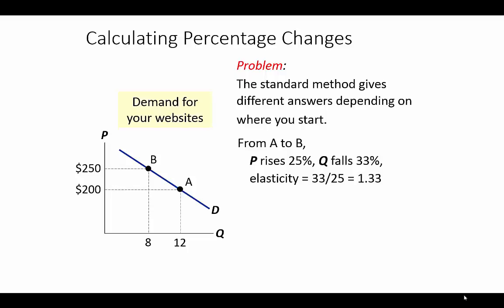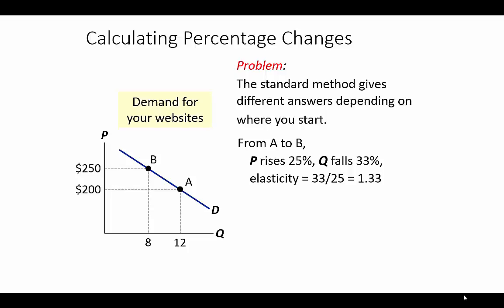Specifically, if the price is rising from 200 to 250, that would be a change of 50 divided by the base of 200, so that's a plus 25% increase in price. Quantity is going from 12 to 8, that's a change of 4 divided by the base of 12, so that's minus 33%. So our elasticity in that case is 1.3, which we would label as elastic because the elasticity coefficient is greater than 1.